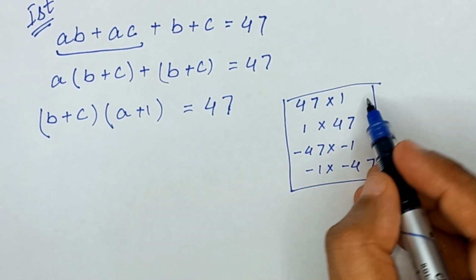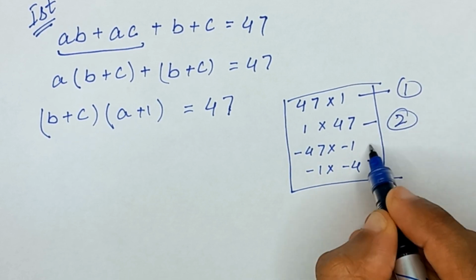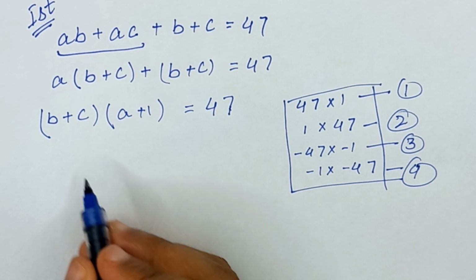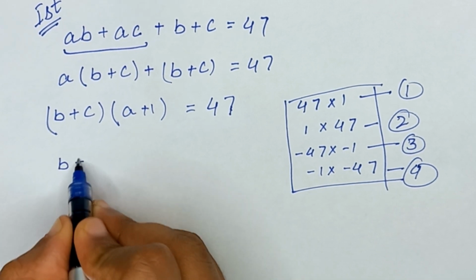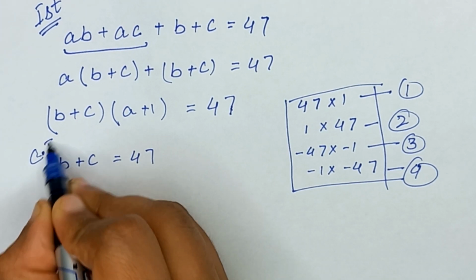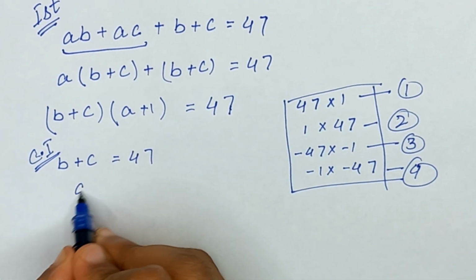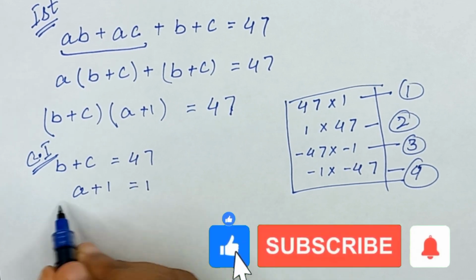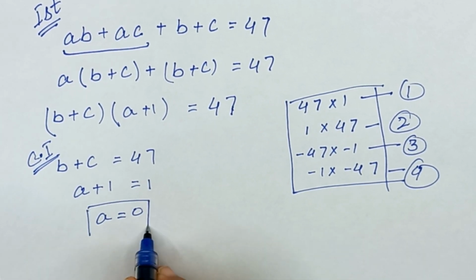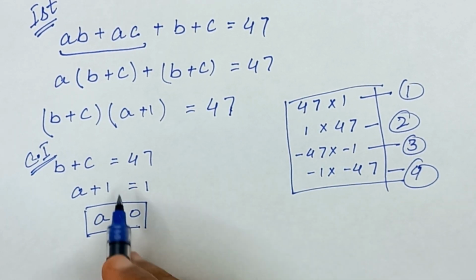Okay, so here we have four cases: case 1, case 2, case 3 and case 4. In case 1, we have B plus C is equal to 47 and A plus 1 is equal to 1. So from here, we get the value of A, which is equal to 0. If A is equal to 0, then what will be the values of B and C?